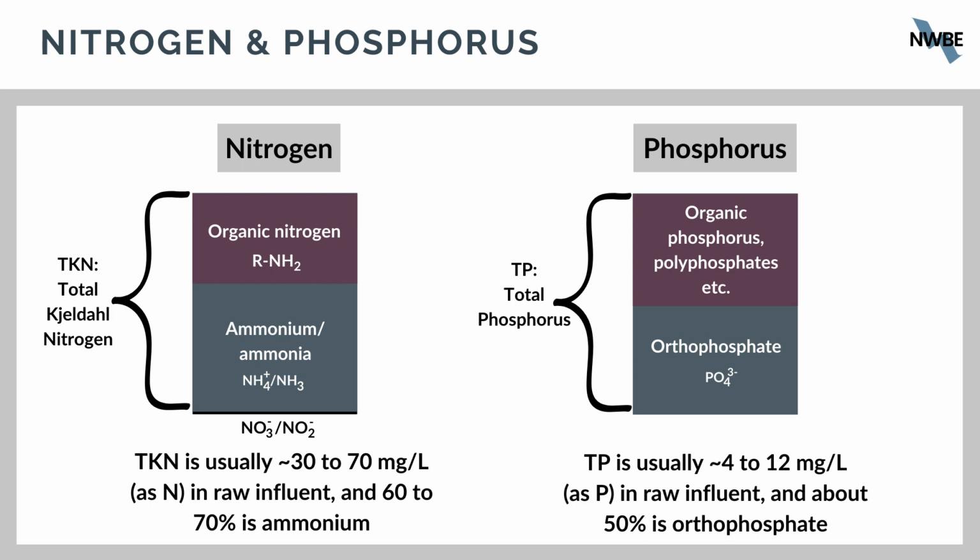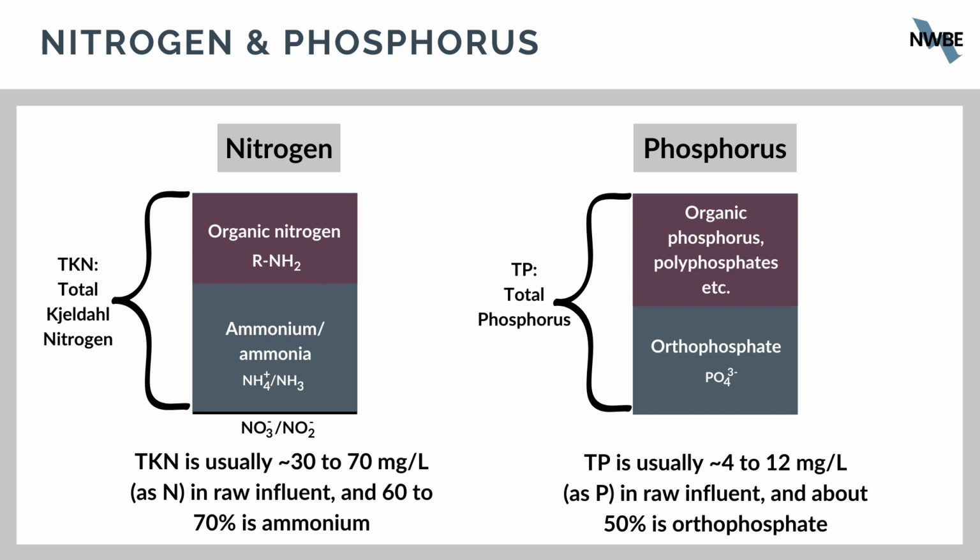And this ammonium can come from different types of organic nitrogen in your wastewater sample, including things like urea, which is CH4N2O, amino acids, proteins made out of those amino acids, and even ADP and ATP. TKN is usually 60 to 70 milligrams per liter in raw wastewater. That's milligrams as nitrogen. And about 60 to 70% of that TKN is not organic, so just ammonium.